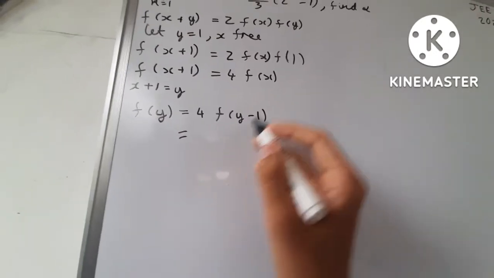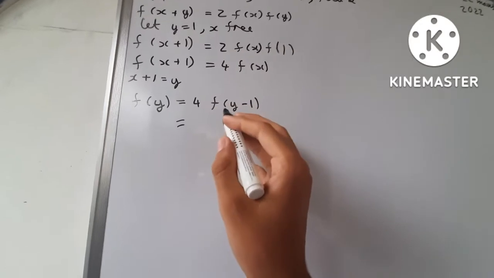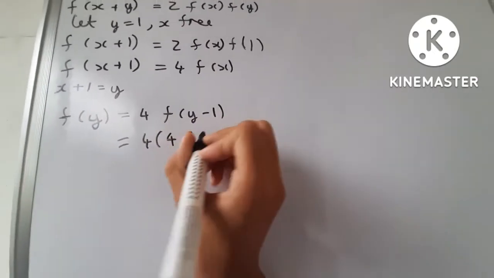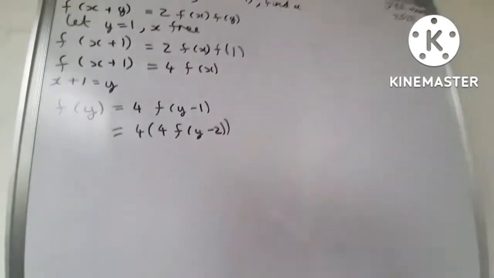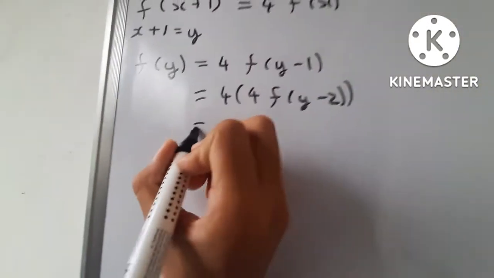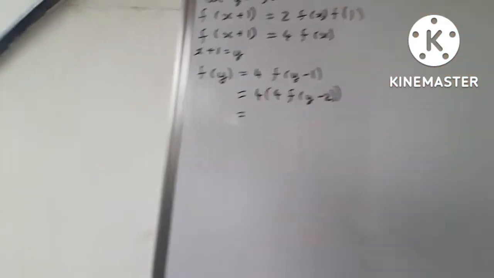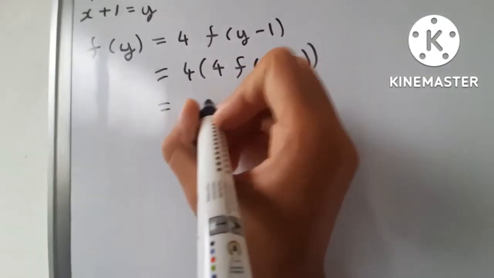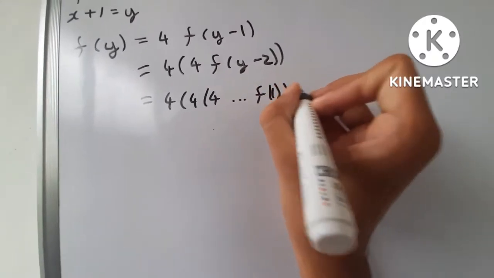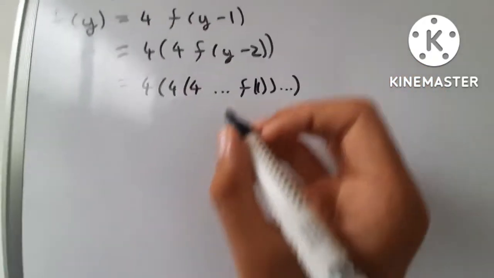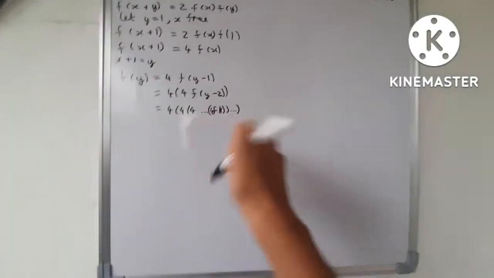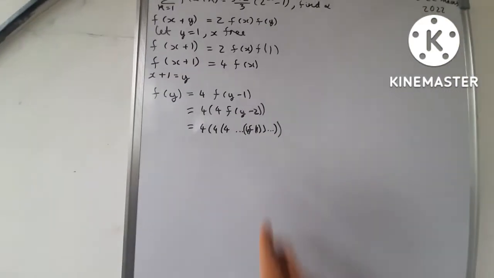Now we can use exactly this relation again, but instead we get 4 times 4 f of y minus 2. Hopefully you know how we got there. If you don't, then you should study up on recurrence relations. You can keep going and going, and what you'll notice is we get 4 times 4 times 4 all the way down to f of 1, with some brackets. I think that's the right amount of brackets. Wait, another bracket. Yes, OCD indeed.